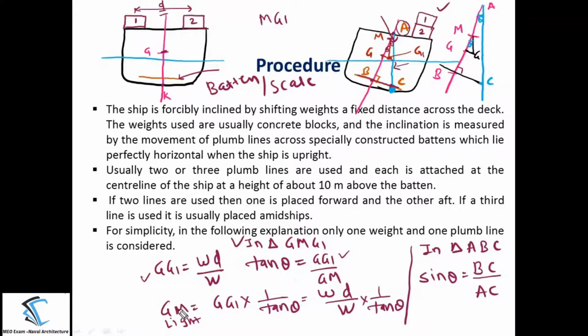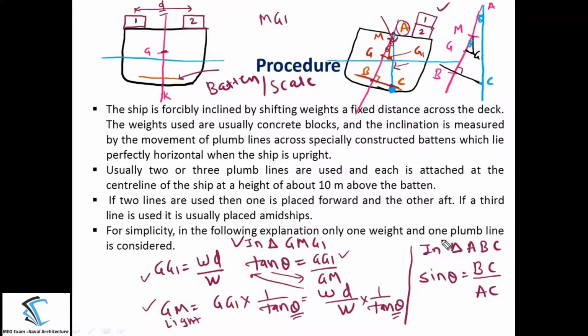Now what is GM? You can write like this: GM is equal to GG1 into 1 by tan theta. We have taken this tan theta on this side, GM on the left side. Now what about this theta? How to calculate this theta value?